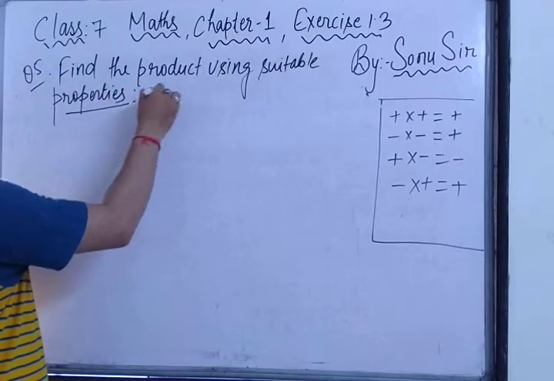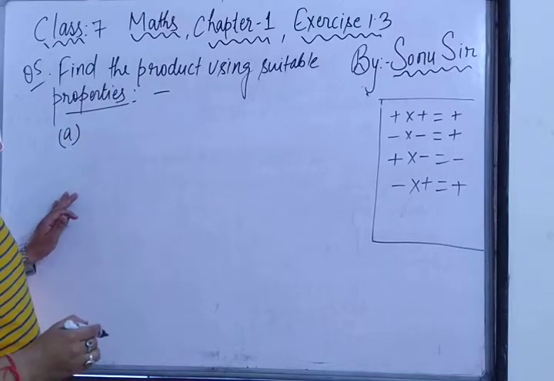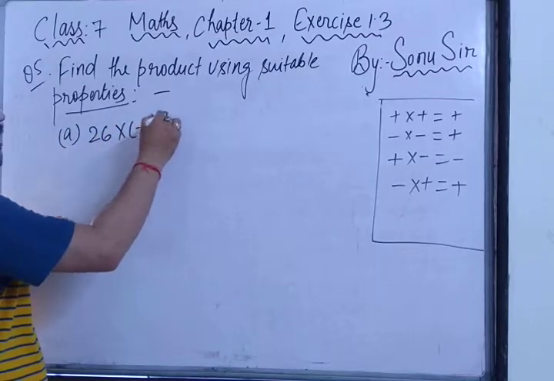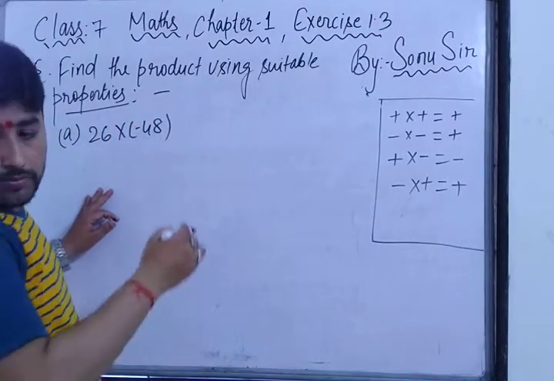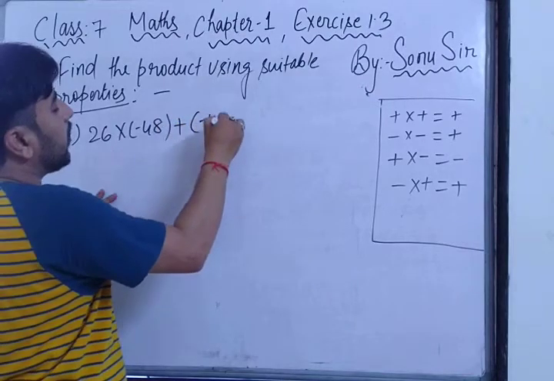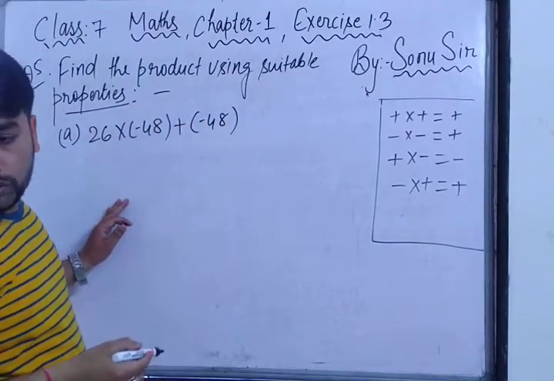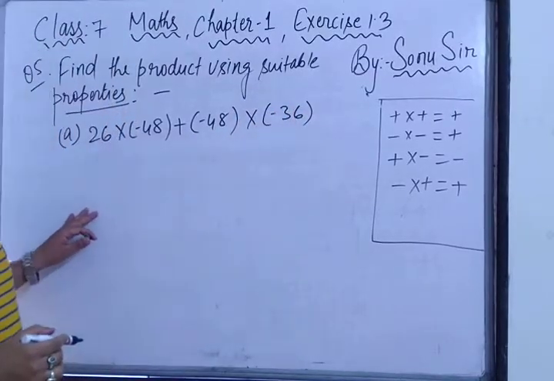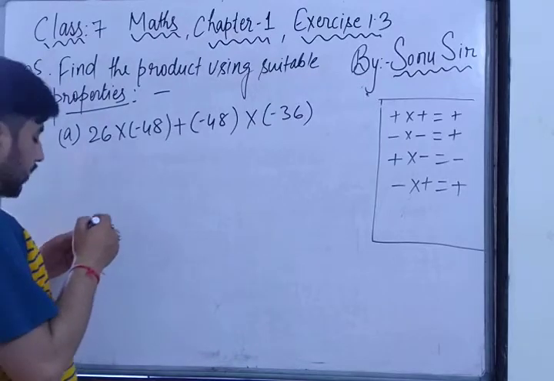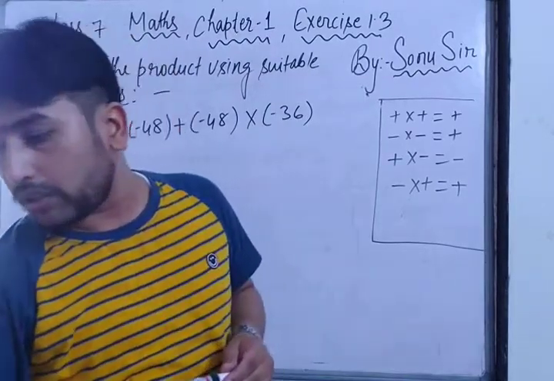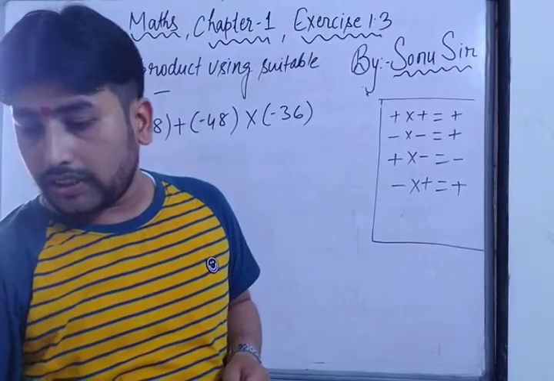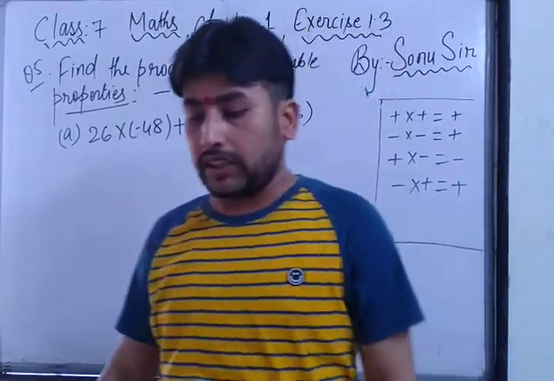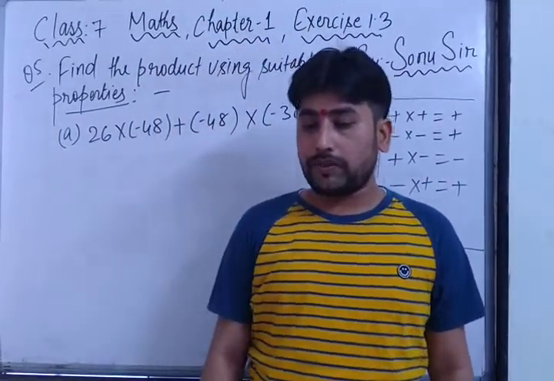Can you tell me which are the properties? Here are some questions. The first question is 26 into minus 48 plus minus 48 into minus 36. Right? The B question is next. There are questions total till G, but first of all let's start with the A question, and after that we will start with the B question.